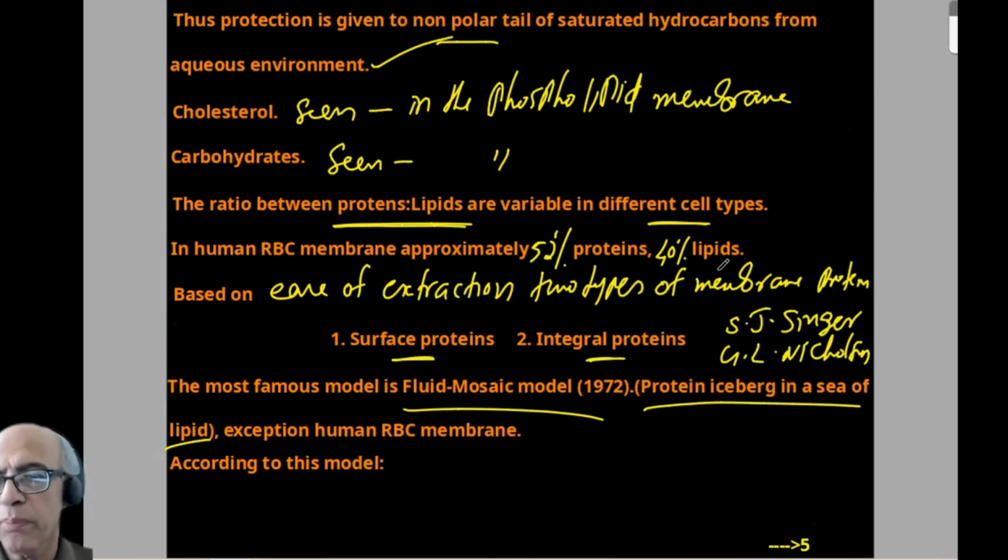So fluid mosaic model, protein iceberg. So iceberg is equivalent to protein, less. In a sea of lipid, lipid means sea, so it is more. But in the membrane of RBC, it is different. I think the idea is clear. Now we can continue.